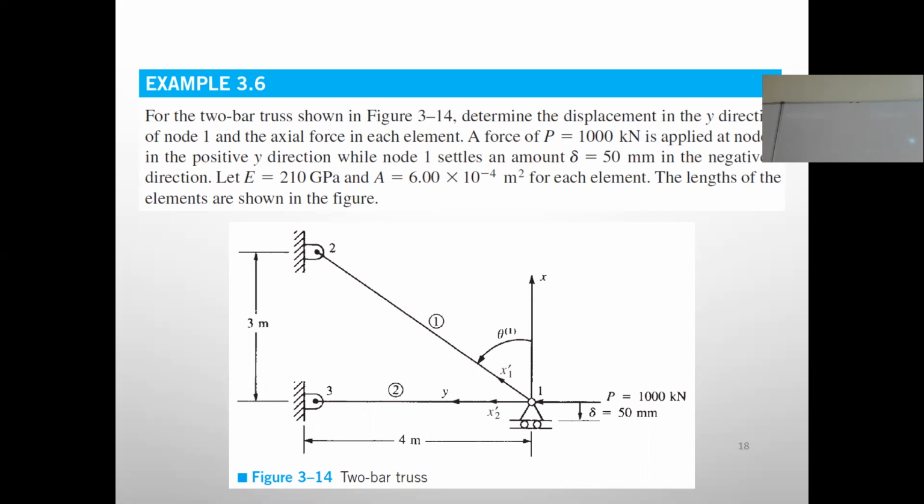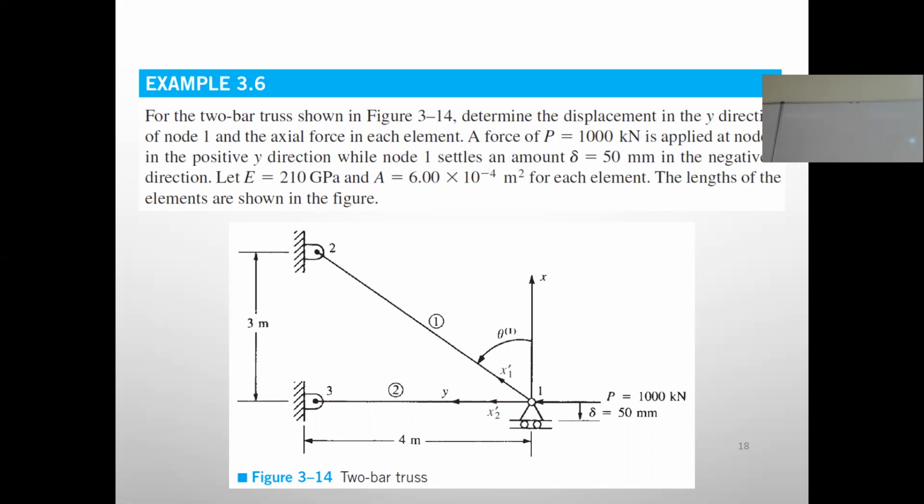Settlement. This joint 1 goes down 50 mm in the negative x direction. E is given and A is given. All the members have the same E and the same A. And the length, can you find the length for each member? 3, 4, 5. Right? So this is 4 and this is 5.